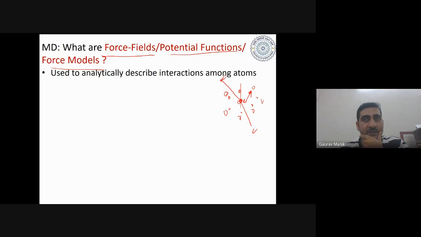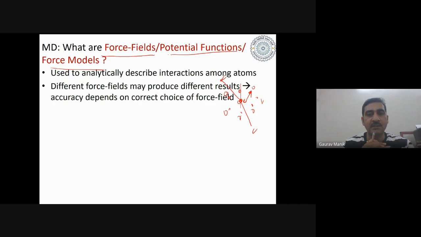Knowing and defining those is what we term the definition of the force field. So this is used to analytically describe the interactions among atoms. Different force fields may produce different results. I'll just give you a glimpse that there are different force fields which are possible. Different people have developed different force fields, and they will give you different results. The accuracy will, however, depend upon your correct choice of force field.